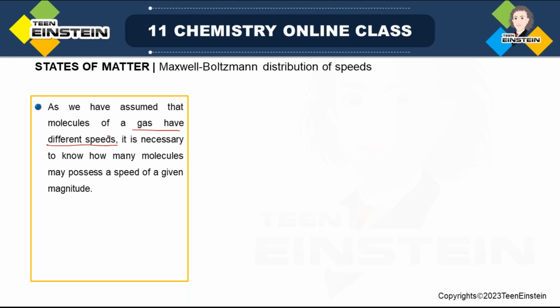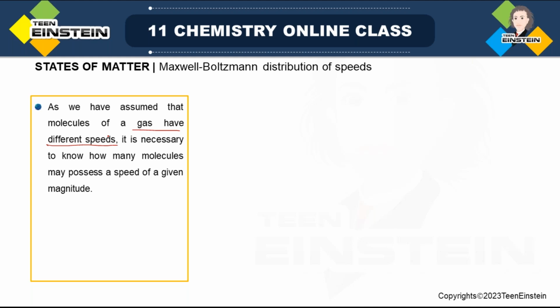So suppose in a gas there are 100 molecules, arbitrarily I am just saying. It is not necessary that all of them will have the same speed. Different speeds will be there. It is necessary to know how many molecules may possess a speed of a given magnitude. Suppose 100 particles are present in a particular container, and all these particles have different speeds. It may be that there is a group of particles having the same speed. Suppose 5 particles or 10 particles have some fixed speed.